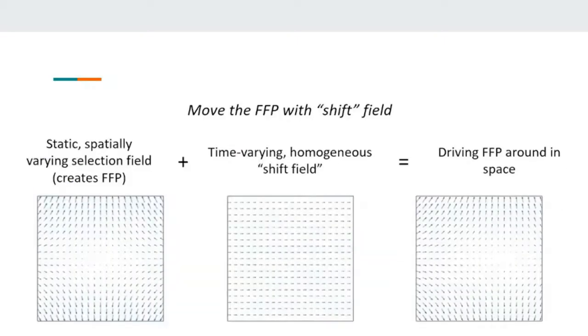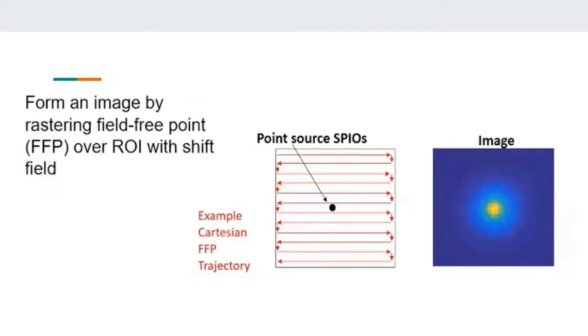Then the idea is, we have this static field-free point, and then we can add a time-varying shift field to move the field-free point around in space, and then we can raster it around a region of interest to form an image. We can also do a field-free line as well as a field-free point.